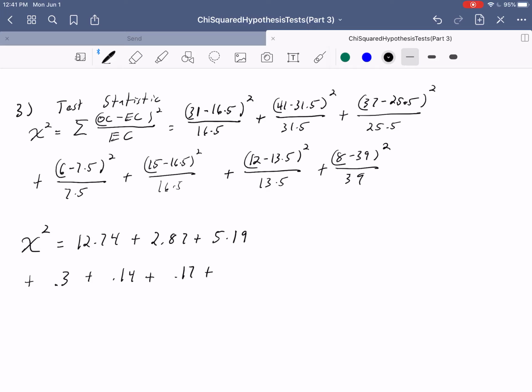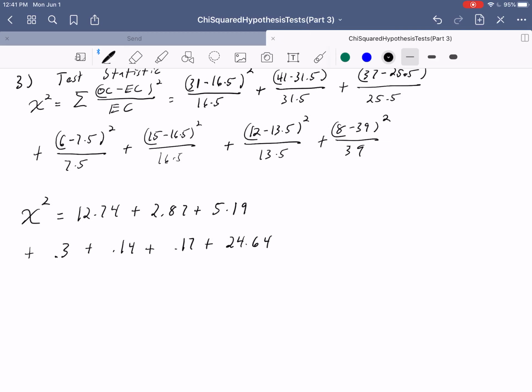And then (8 − 39)² divided by 39 looks like it gives us 24.64. So now we can go ahead and sum these together: 12.74 plus 2.87 plus 5.19 plus 0.3 plus 0.14 plus 0.17 plus 24.64. Looks like we should get a chi-squared of 46.05.